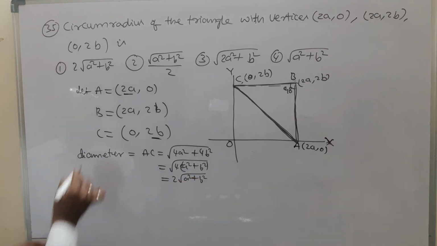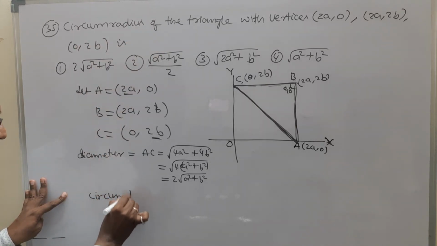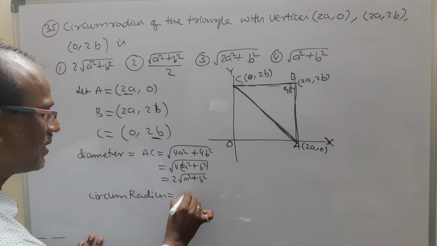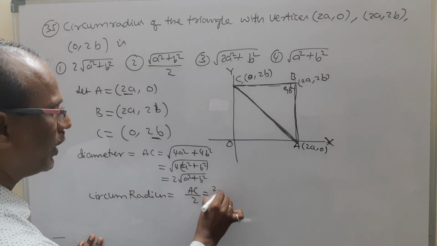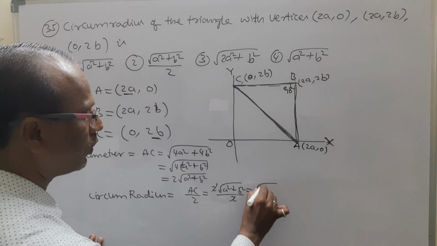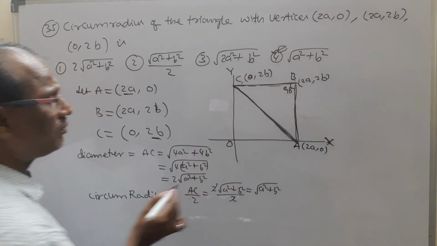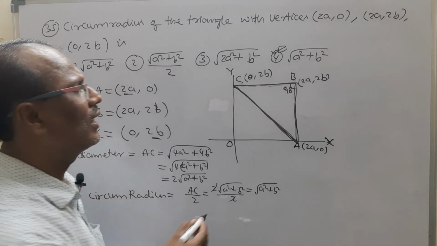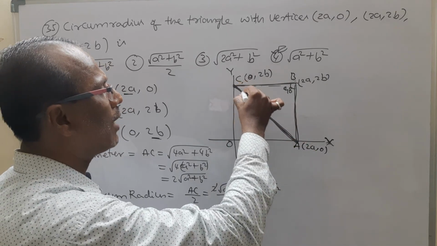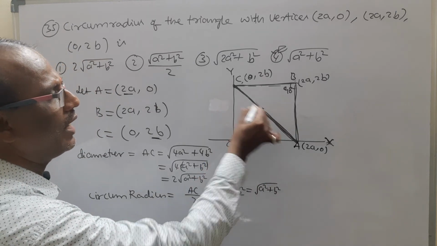This is the diameter. In the question, the circumradius is diameter by 2. Here the diameter is AC, so 2 into root of (a square plus b square) by 2. The 2 gets cancelled, leaving the square root of a square plus b square. This is the answer, the fourth one. Listen here: if the triangle is a right angle triangle, the hypotenuse is the circumdiameter, and the circumradius is half of the diameter.